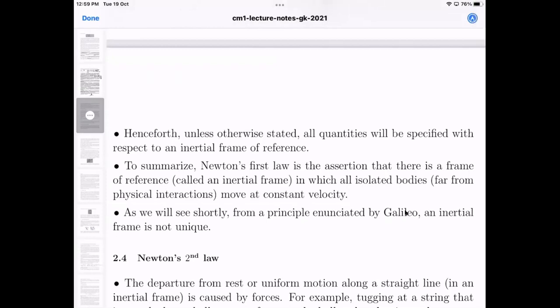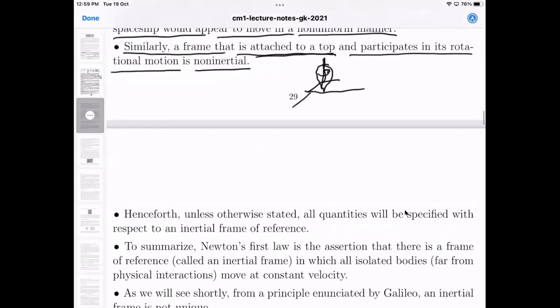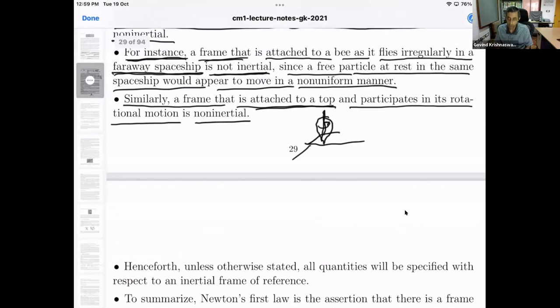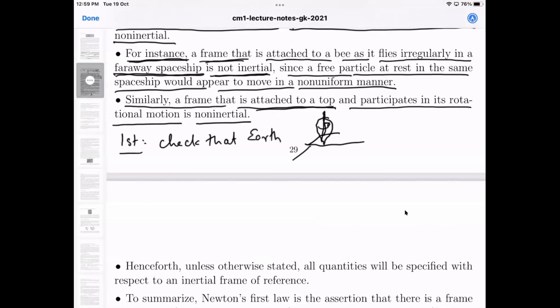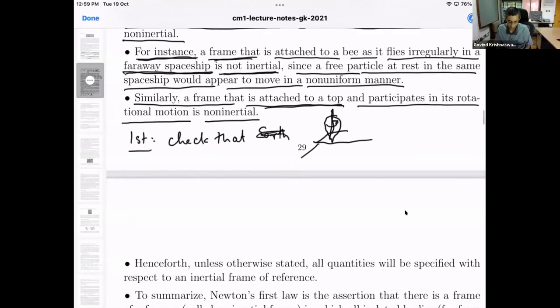So could you please repeat the last point again? The last point. Okay. So the last point, based on the question from Shubham, is that first, we check that Earth, when I say Earth, a frame fixed on the Earth, that frame fixed to Earth is inertial. What does that mean?